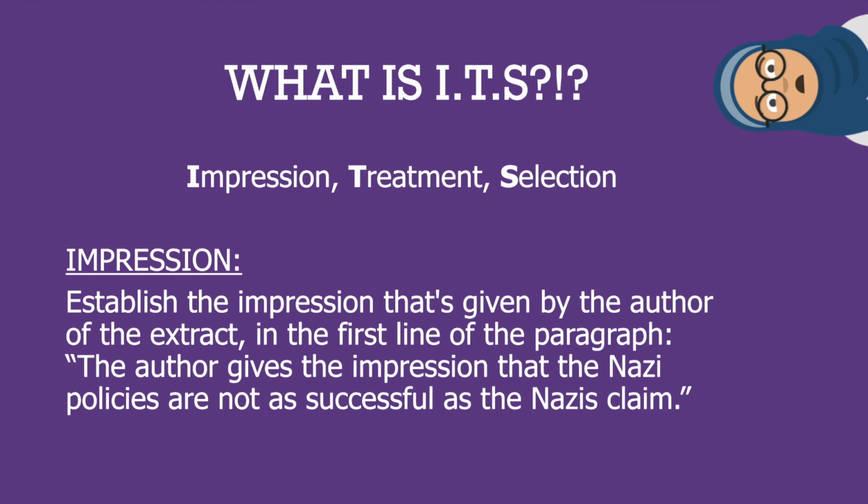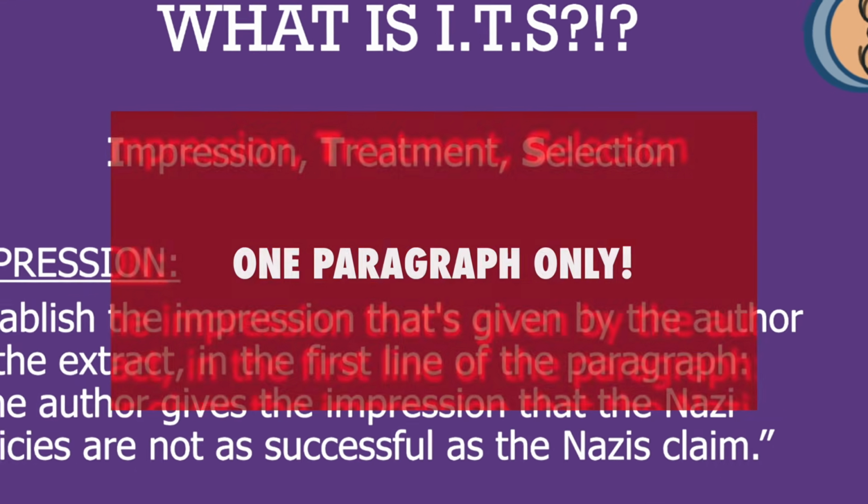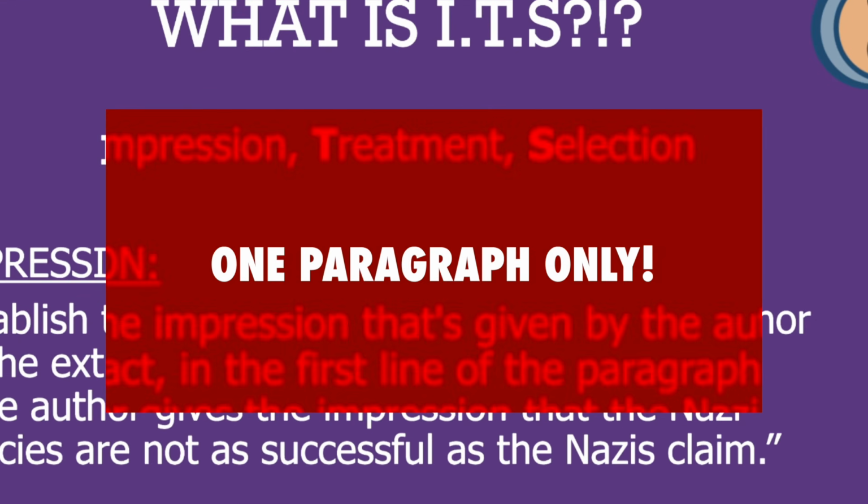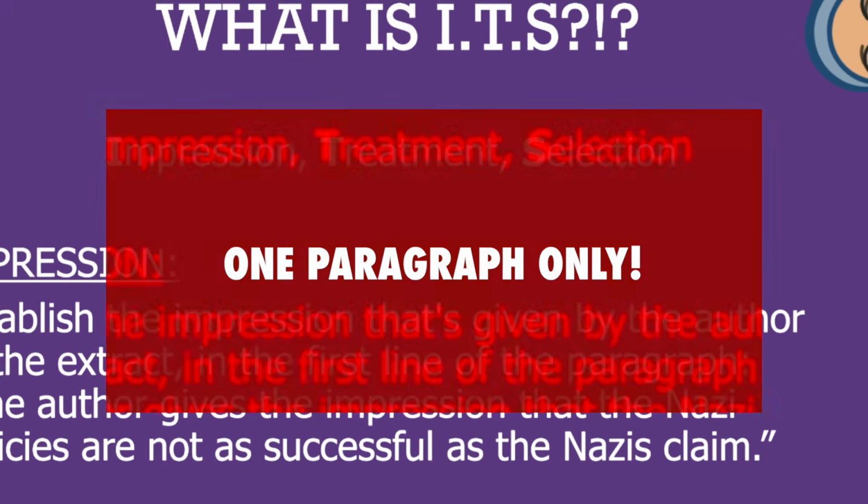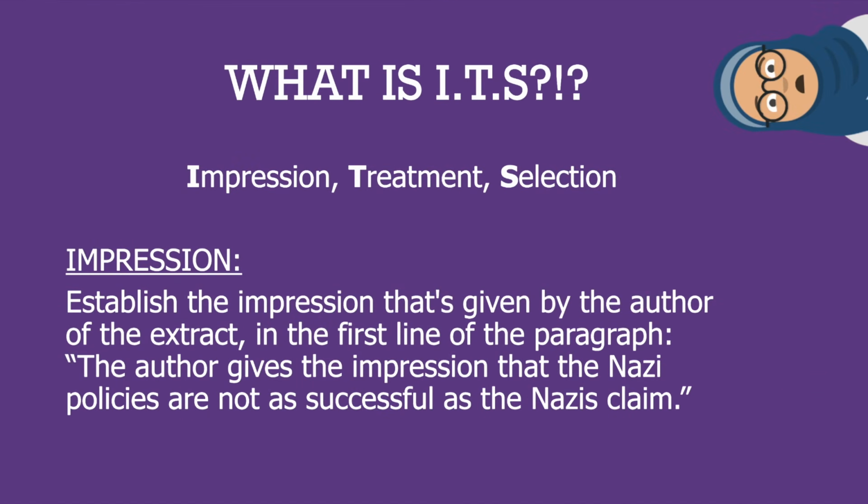You have to establish the impression that's given by the author of the extract in the first line of the paragraph. Now, I forgot to mention this, but this is also very important. Your answer for part A should just be 1 paragraph. It should not exceed 1 paragraph because this is not a long answer, and you should summarize your information and your answer in just 1 paragraph. You shouldn't write too much because then you'll be short on time for your other parts.